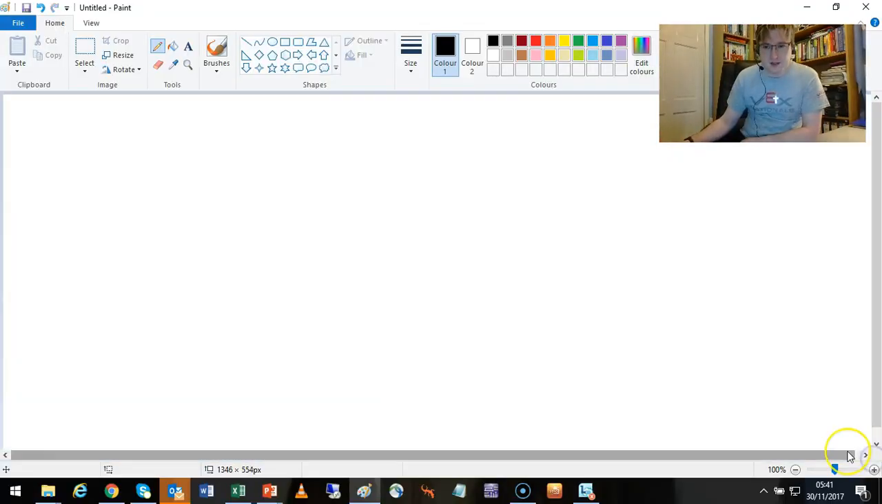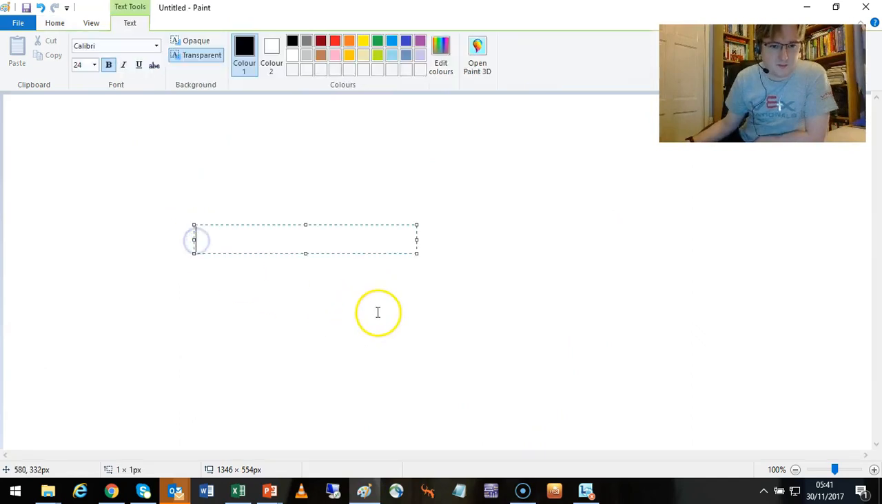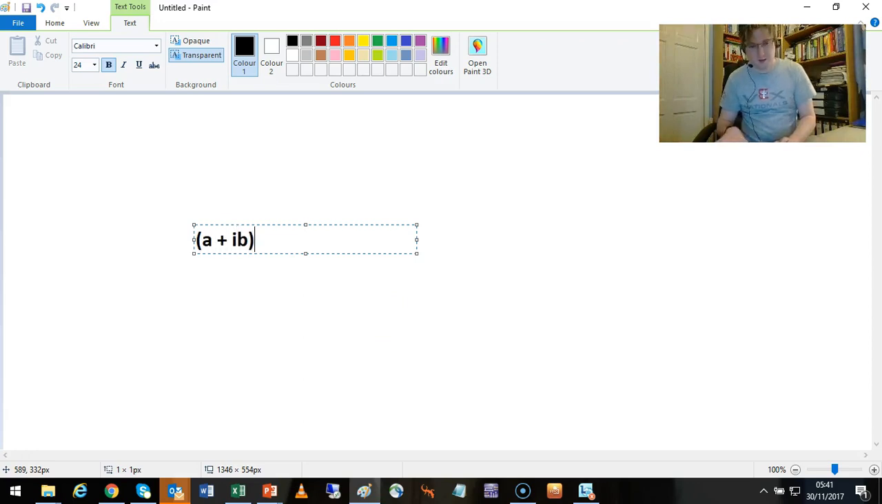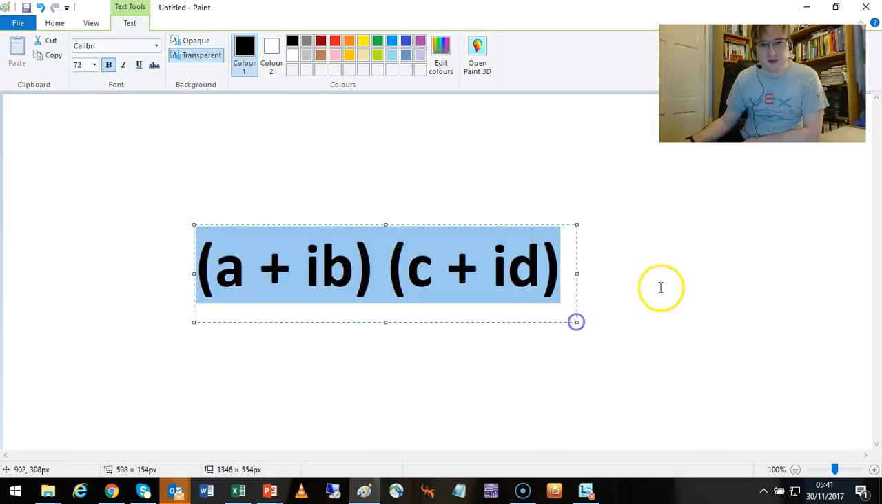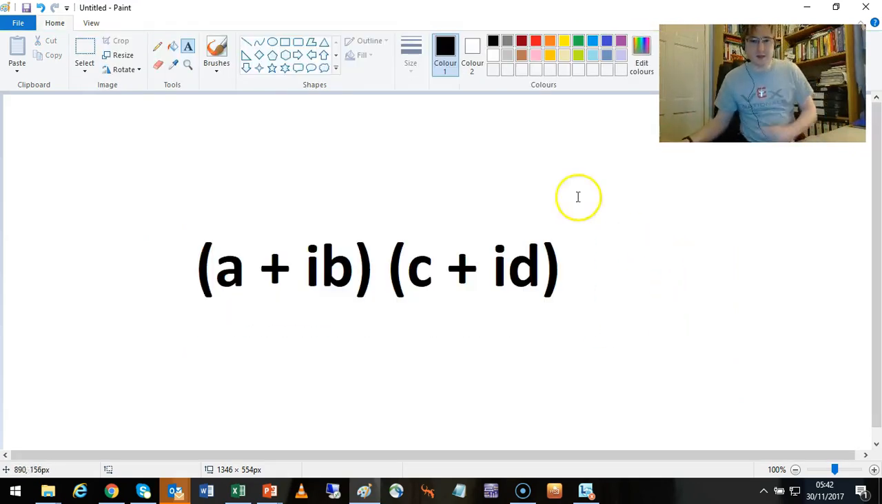I've just gone into Paint here, just to show you this a bit easier. Say, here in Paint, I've got an A plus JB, and I want to multiply that by a C plus JD term. Okay, just make that a little bit bigger. Correction, make it a lot bigger. Okay, so that is our method.